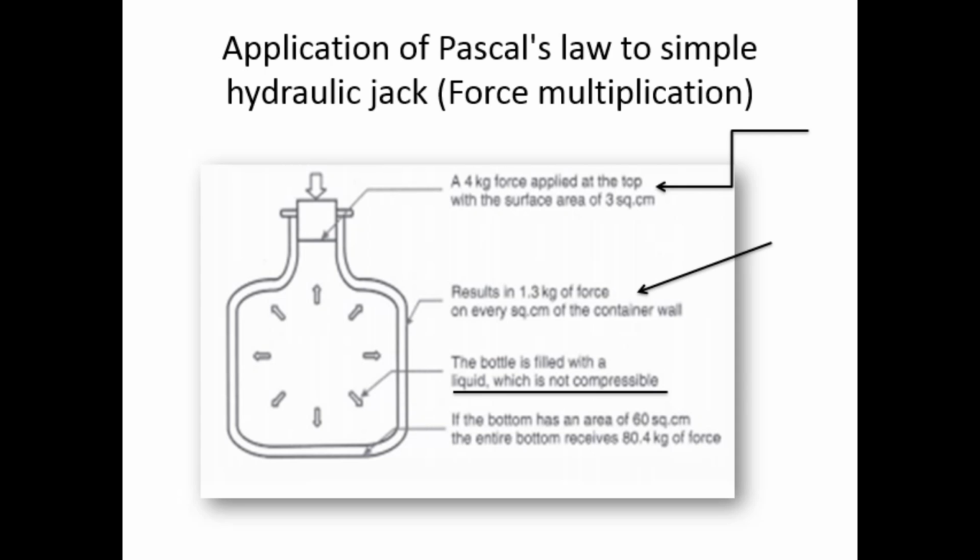So what is happening here? 4 kg of force is applied on a very small area of 3 square centimeter, which is producing a force or pressure of 1.3 kg on every square centimeter. And if the area is 60, that I multiply by 1.3, I get 80.4. So the entire bottom is going to receive a force of 80.4 kg of force. Okay, so that is the application of Pascal's law.